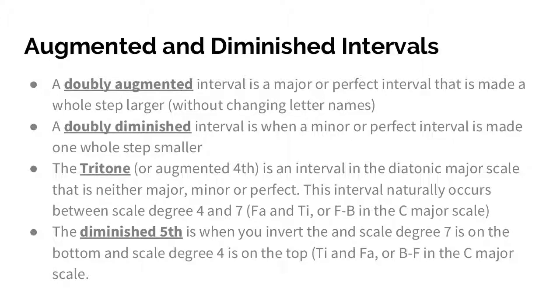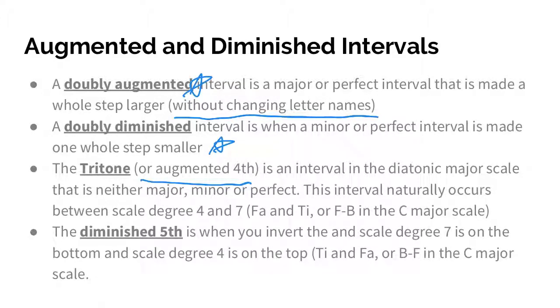So something that, again, barely happens here, a doubly augmented interval, okay? That's when a major or perfect interval is made a whole step larger without, again, this is big, without changing the letter names. A doubly diminished interval is when a minor or perfect interval is made a whole step smaller, and again, without changing letter names. A tritone, or augmented 4th, is something we'll talk about.